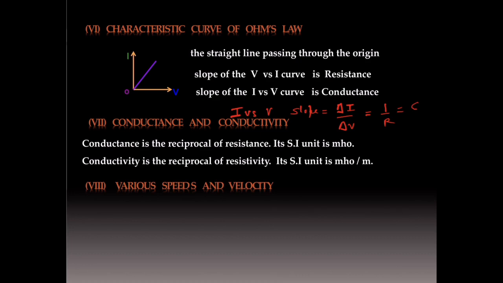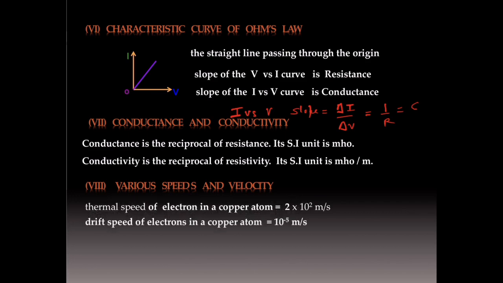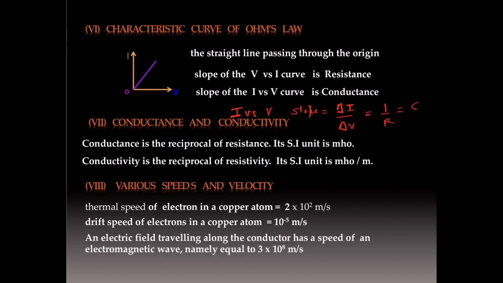Now we have seen several speeds in the previous section. So the first, the thermal speed of an electron in copper is 2 into 10 raised to power 2 meter per second. Drift velocity of electrons in copper is 10 raised to minus 5 meter per second, and the speed of the electric field set up along the conductor is equal to 3 into 10 raised to power 8 meter per second. It is equal to the speed of an electromagnetic wave.